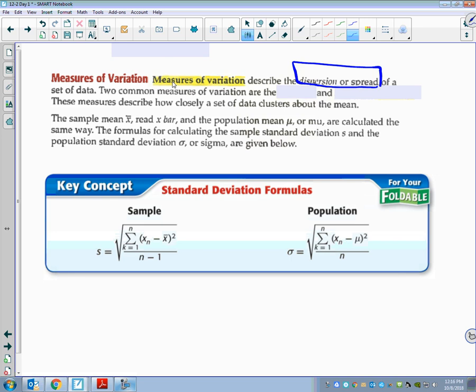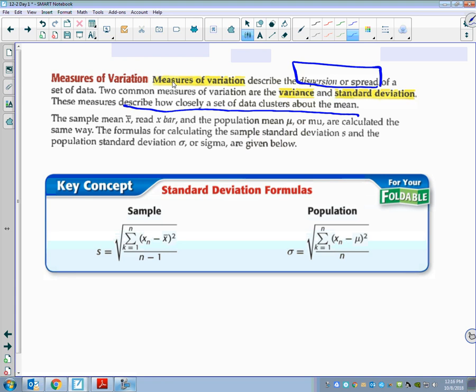And two common measures of variation are variance and standard deviation, okay? This is really important here. They describe how closely a set of data clusters around the mean. Like, how close is the data to the average of the data?